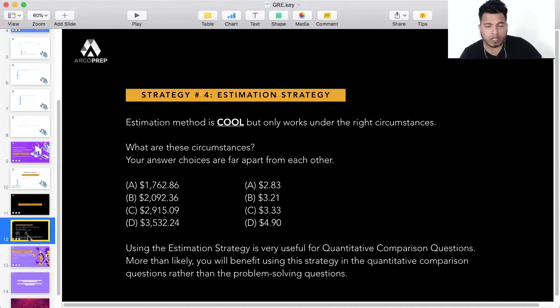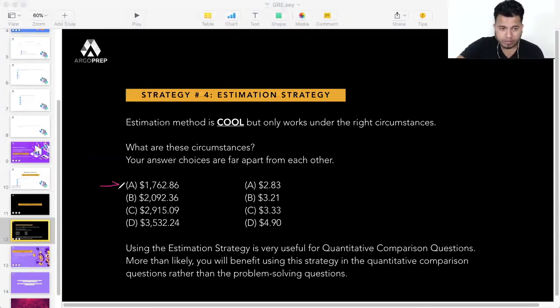It's a powerful strategy. Typically, it can be used in the quantitative comparison question types. It's very useful there. But how do you know when to use the estimation strategy? Let's talk about that. You will be able to use the estimation strategy, or that question will be hinting to you to use the estimation strategy, if your answer choices are far apart from each other. What does that mean? Well, take a look at this.